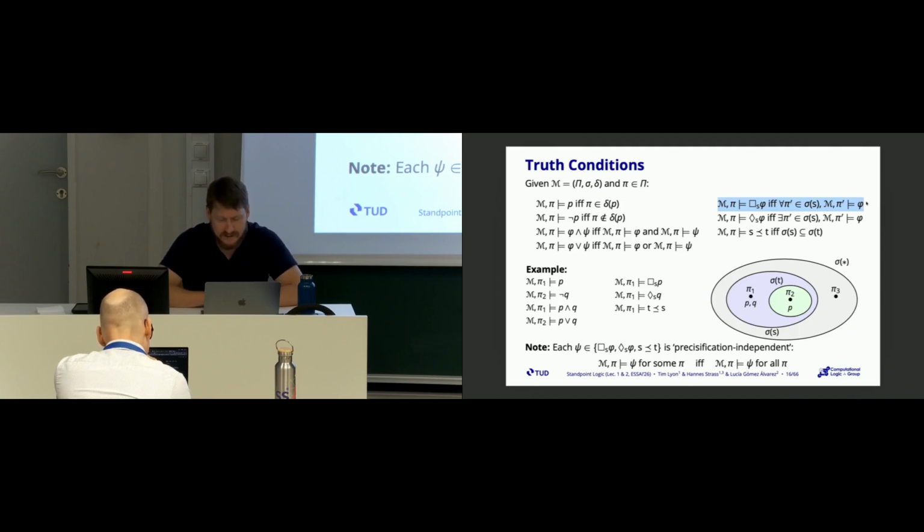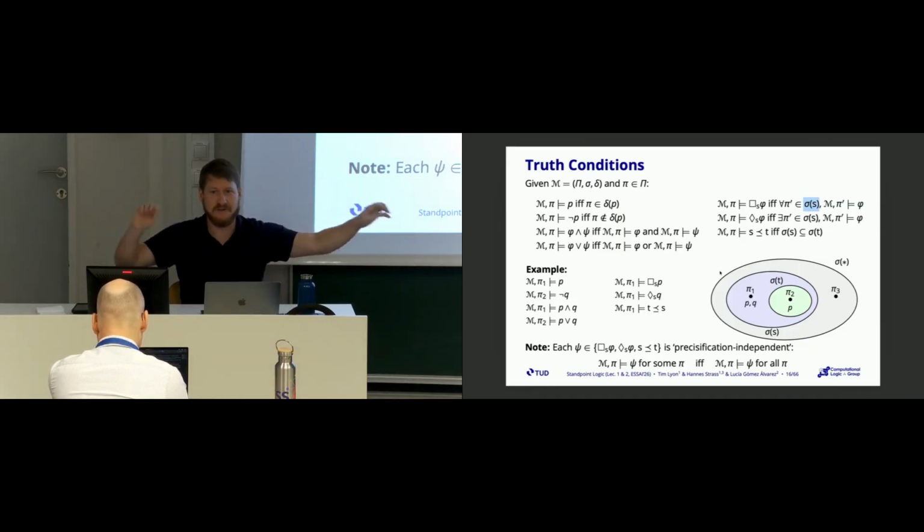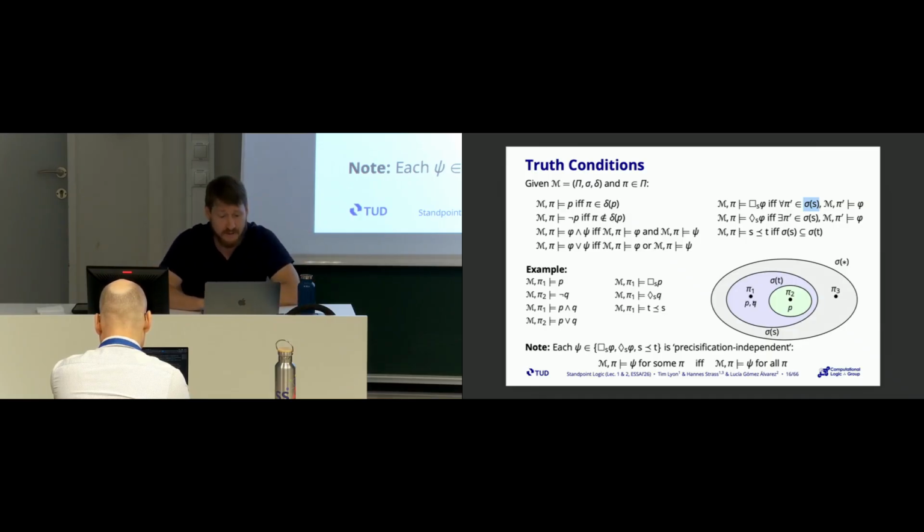The first clause tells us how to interpret standpoint boxes. So we have that S box phi holds at pi in M, if and only if phi holds in every precisification pi prime in sigma of S. So essentially what this means is that from standpoint S, phi holds in all of its precisifications. Regardless of how it's precisifying its language, it will consider this a true proposition. That's the idea. And inside of this example model, we have p holding at pi 1 and pi 2. So we have box S p holding at pi 1, for instance.